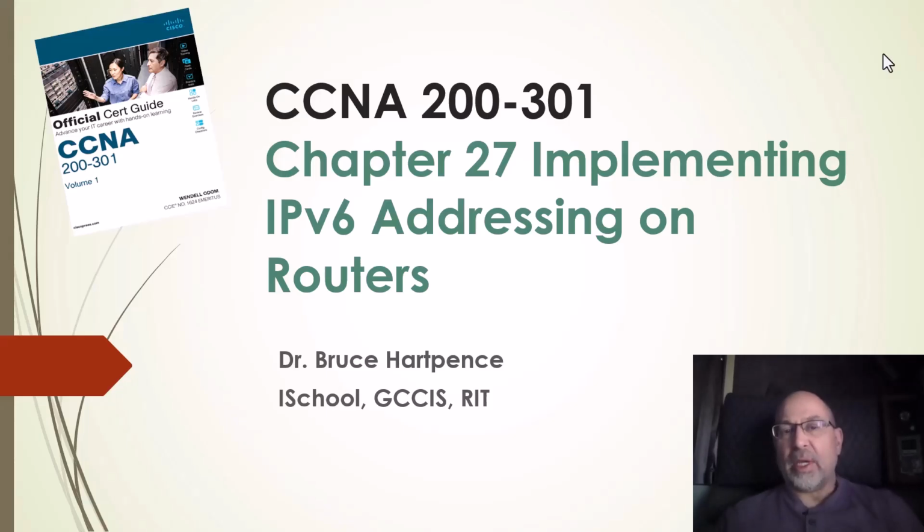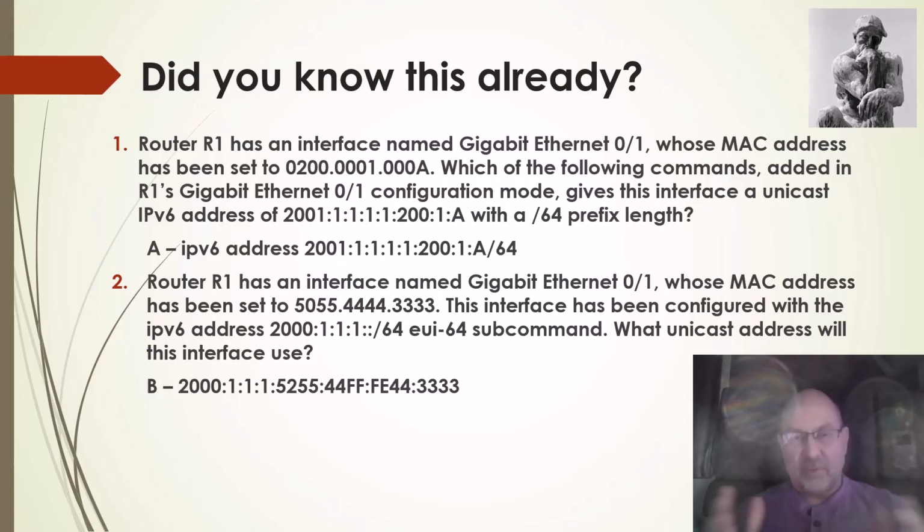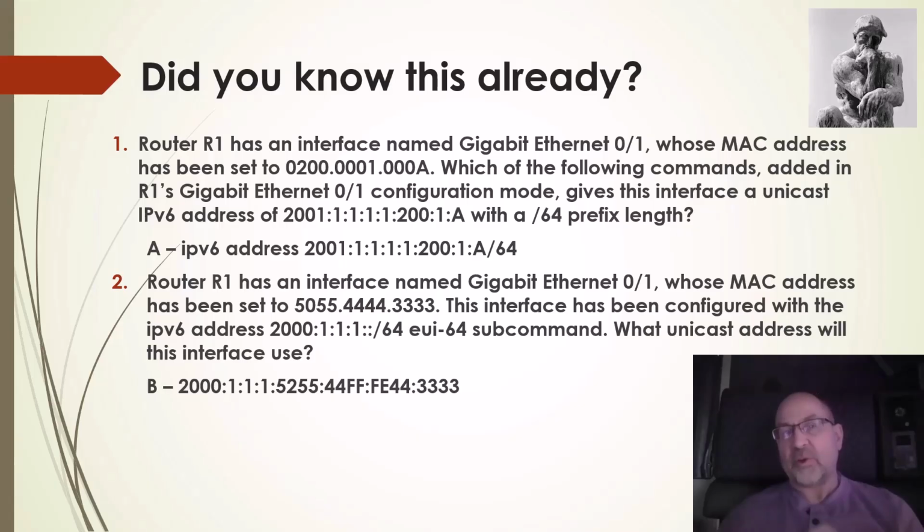But here we go, chapter 27, implementing IPv6 addressing on routers. Do I know this already? Questions. Question number 1, Router 1 has an interface, G0/1, with a MAC address. Which of the following commands added to the configuration would give the interface a unicast IPv6 address of what you see there? And the answer is just the first static configuration mode that we had, right? So you just specify ipv6 address and then what you want it to be, so standard format.